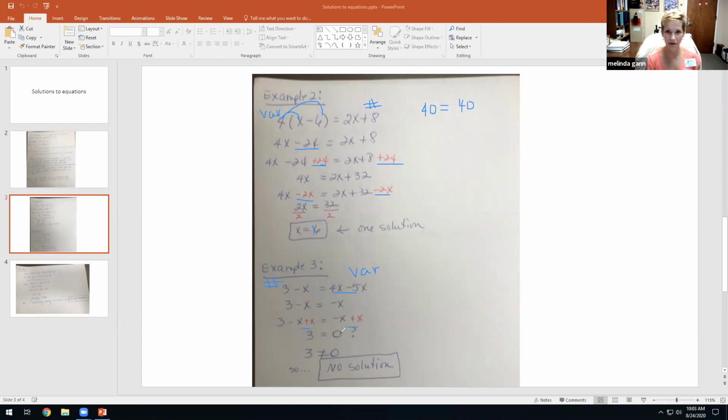Well, when does 3 equal 0? 3 doesn't ever equal 0. So what does that mean? That statement's false. When you get a statement that's false, that means there's no answer. So this would have no solution. There's no number that you can substitute in for x and make this a true sentence. Okay? So that's an example where we got one solution and then we got no solutions.